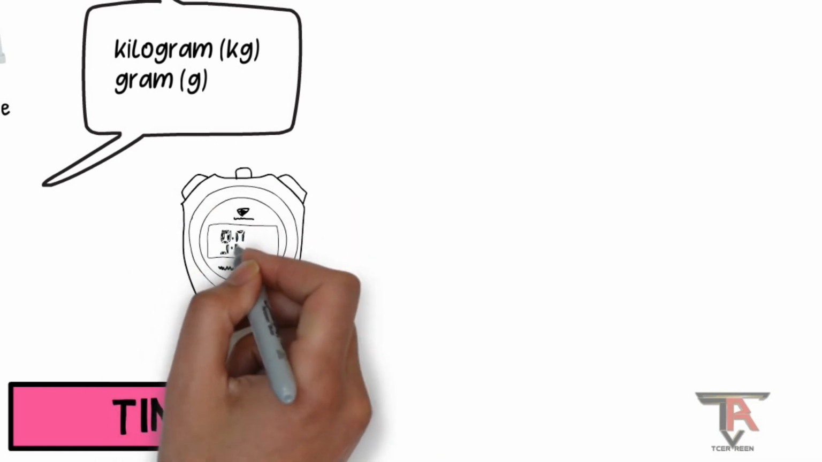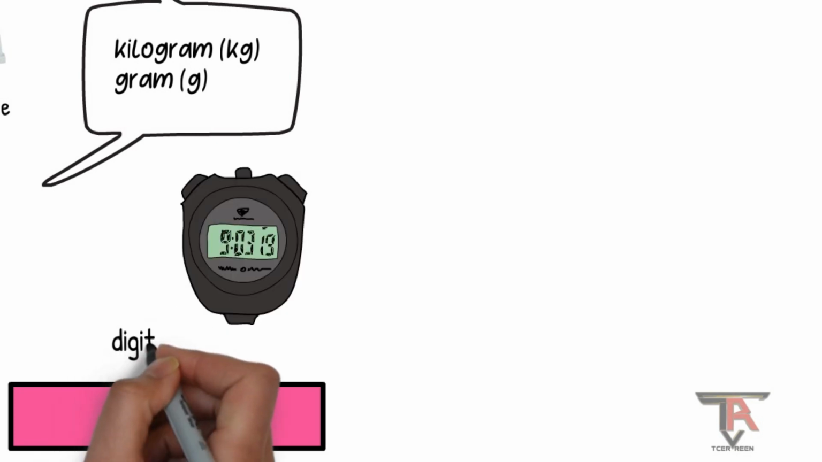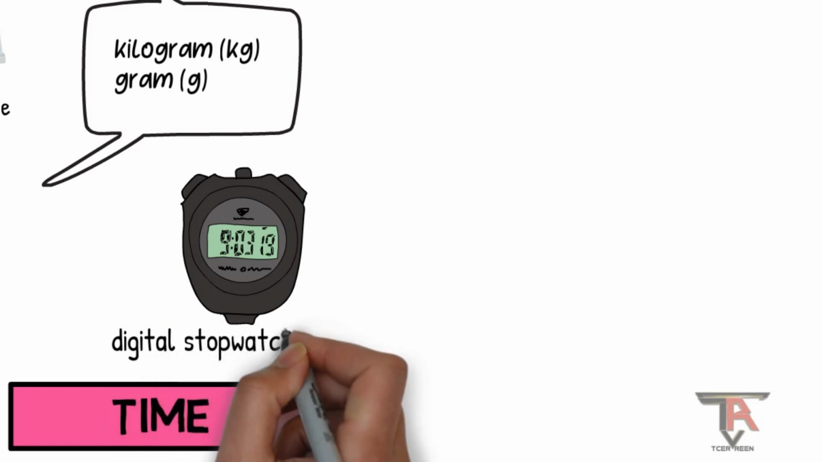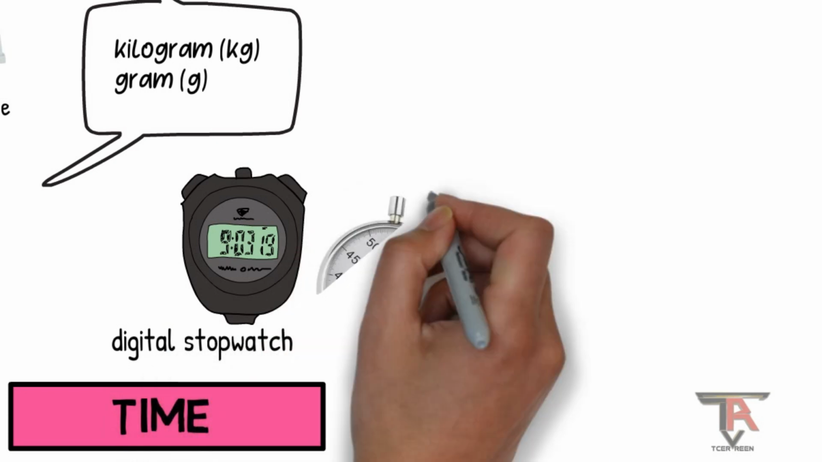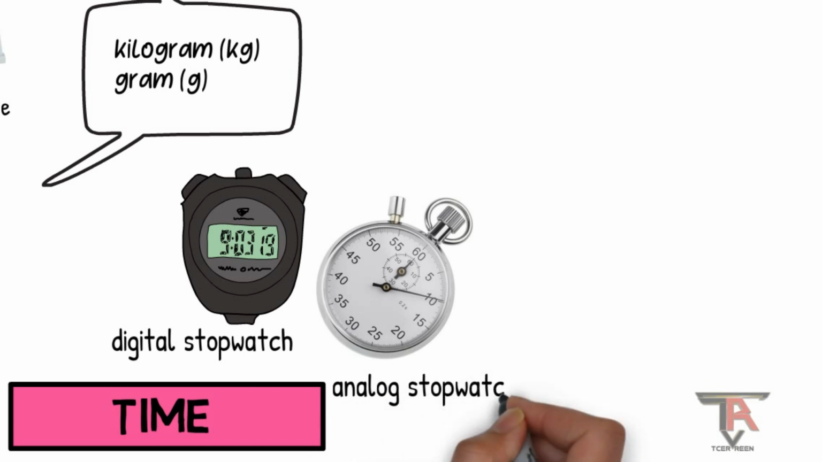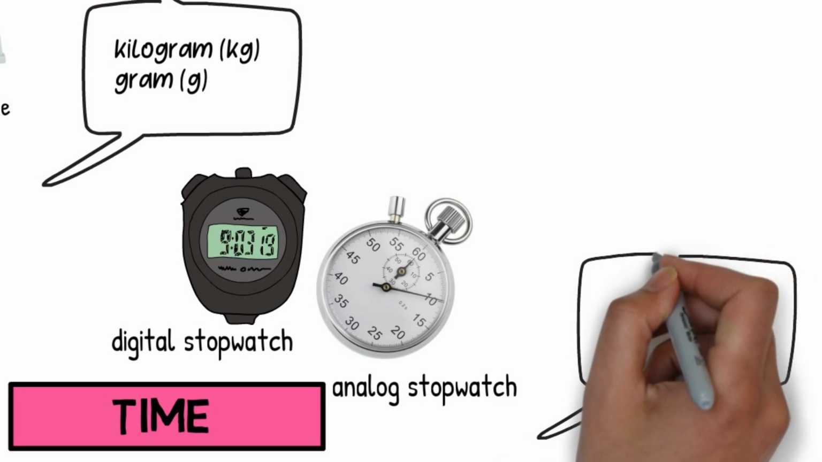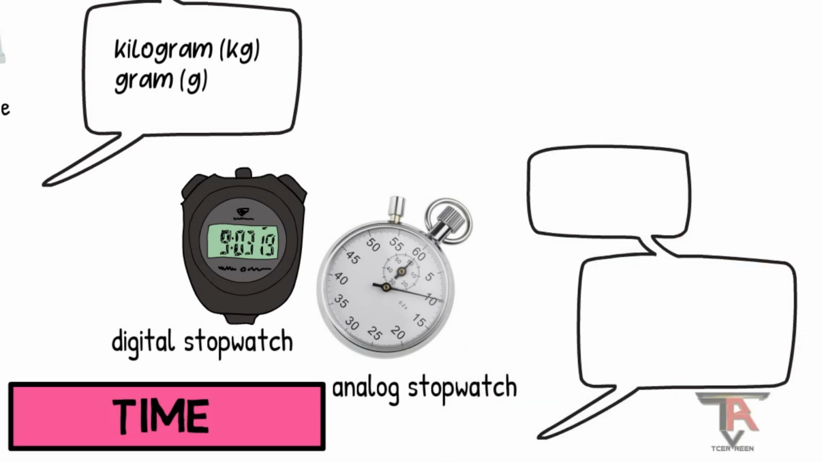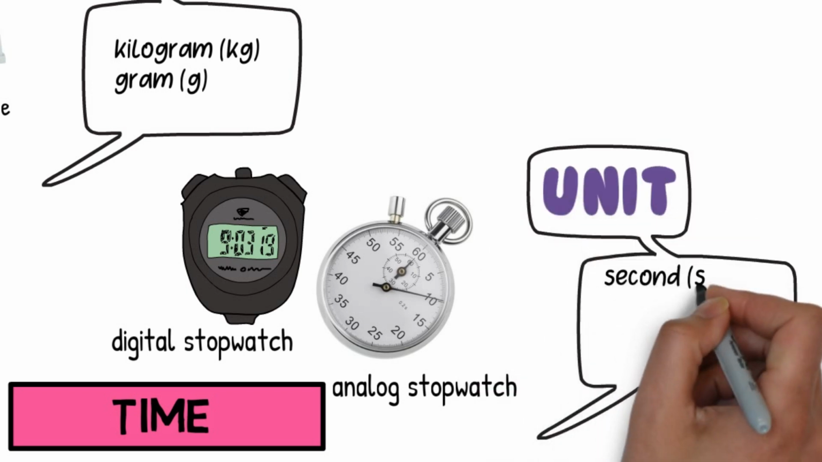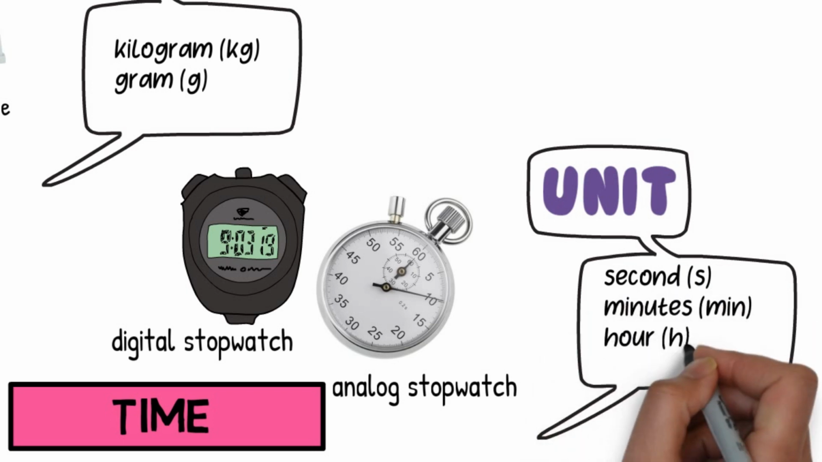The next physical quantities is time. We will use stopwatch to measure time. There are two types of stopwatch, which is digital stopwatch and analog stopwatch. The SI unit for time is second, or the symbol s. However, we could also use minutes, min, hour, h, or day to measure time.